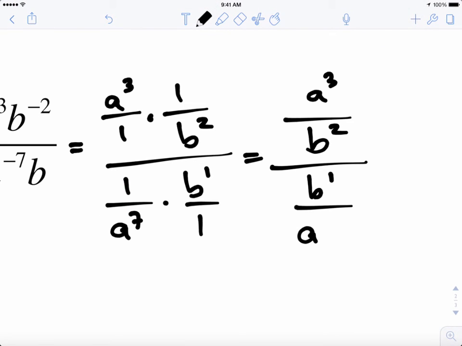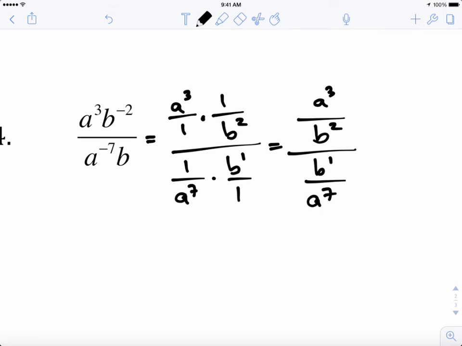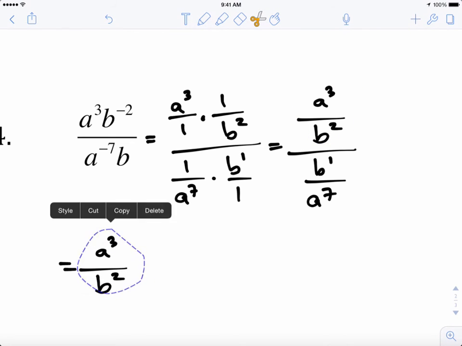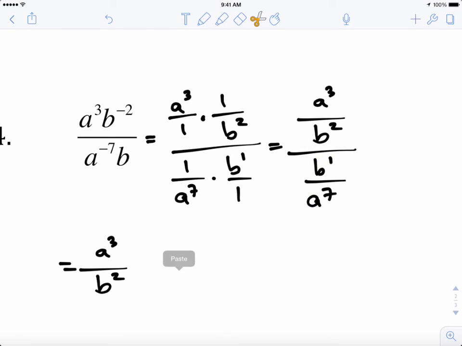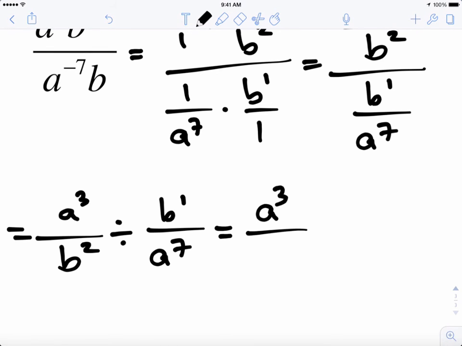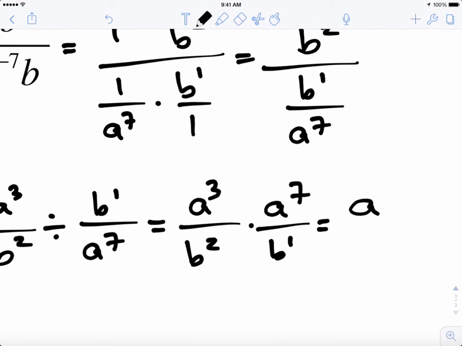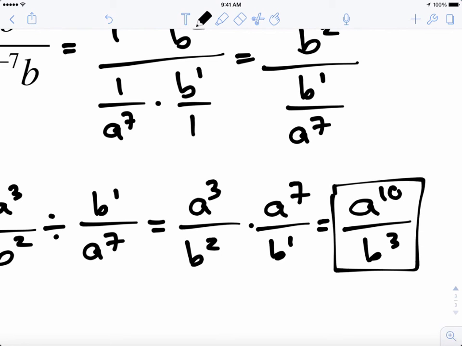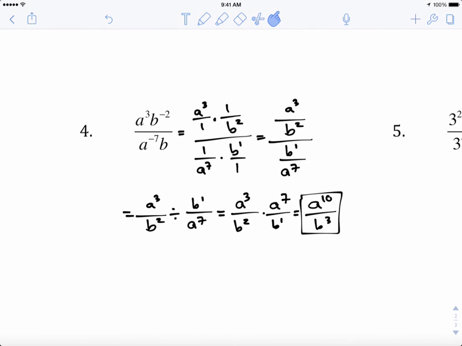Right, feeling good, I know what's going on. We actually have this numerator being divided by this denominator. This is actually a fraction division problem in disguise. Okay, we know how to handle this. A to the third over b to the second multiplied by a to the seventh over b to the first, for a grand total of a to the 10th power over b to the third power. Phenomenal, phenomenal, phenomenal. All right, last one.